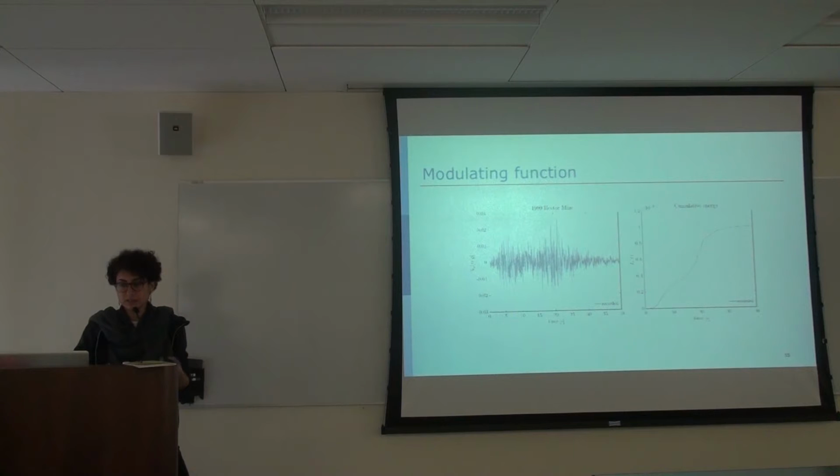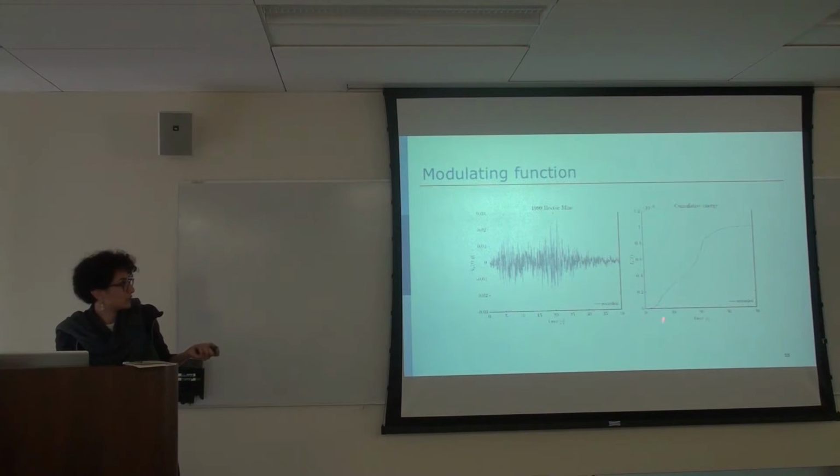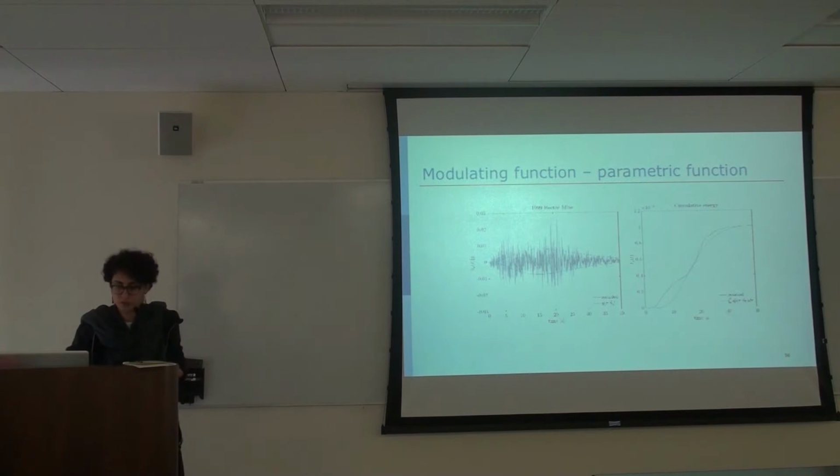Here I'll just illustrate the modulating function. So this is a recorded motion, and this is its cumulative RMS intensity variation over time. And when we are using a parametric function, this is the type of fitting that we are obtaining. So we were capturing the overall variation, the maximum, the level at the end, and this is the fitted modulating function. Now in this case we have two peaks in the amplitude of the recorded motion.